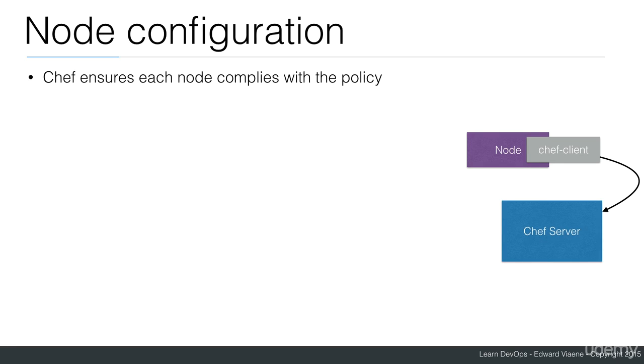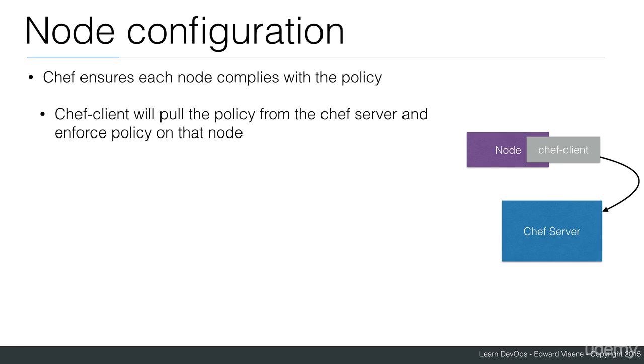Chef client, again in gray on the right, runs on the node, which is in purple. Chef client will pull the policy from the server in blue, and Chef server will enforce the policy on that node. It's really a pull model, not a push model. Push with Chef is also possible, but the default way of doing it is pull.